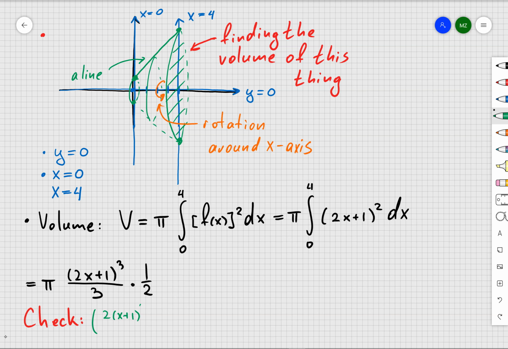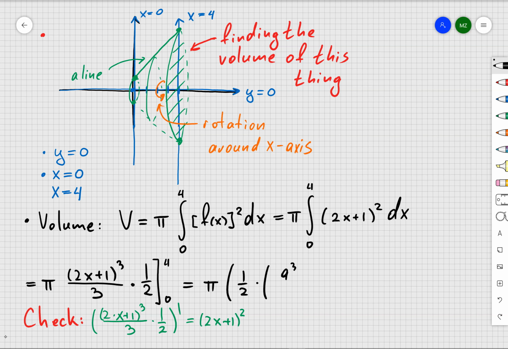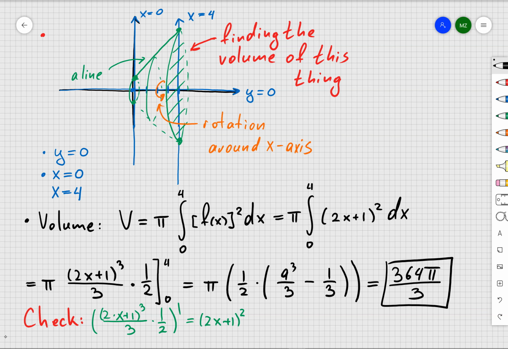The way to check this, remember that integration and differentiation are opposite operations. So if I take my answer and differentiate, and I get my original function back, and in this case I did get my original function back, that means that I actually have the correct answer. Then I'm going to plug in my boundary points from 0 to 4, and after doing simple computation, you can see that the final answer is 364 pi over 3.